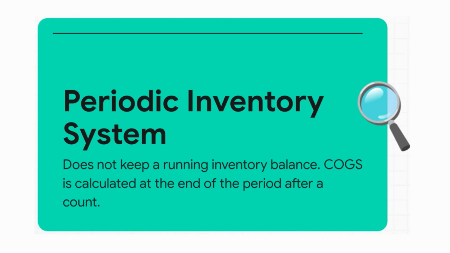And here's the official definition for you. The absolute key phrase here is, does not keep a running balance. All the important math happens at the end of the month or the quarter or whatever the period is.